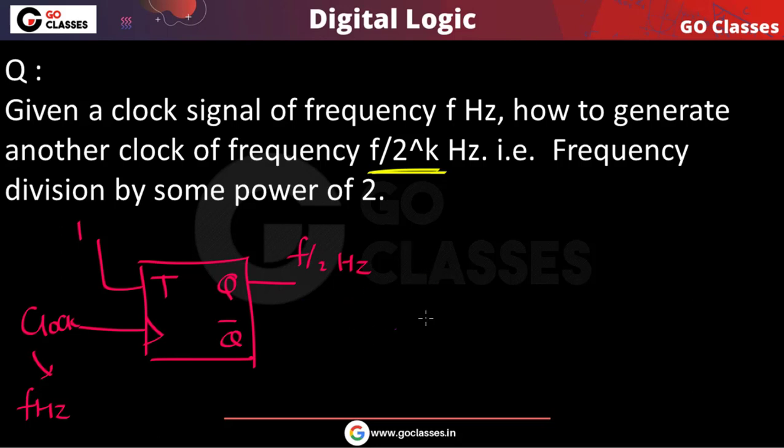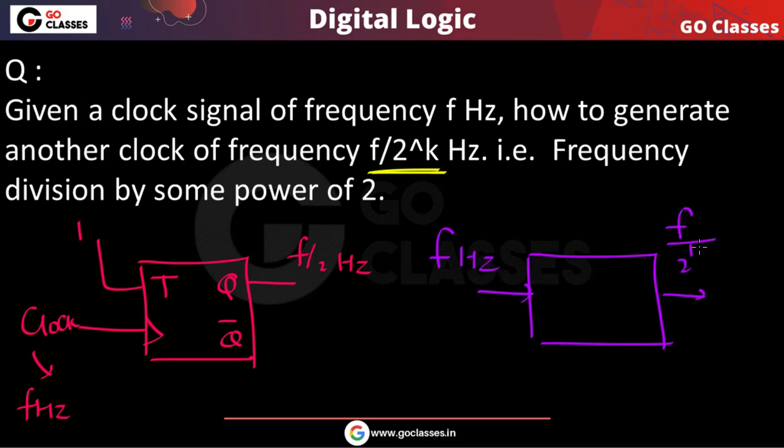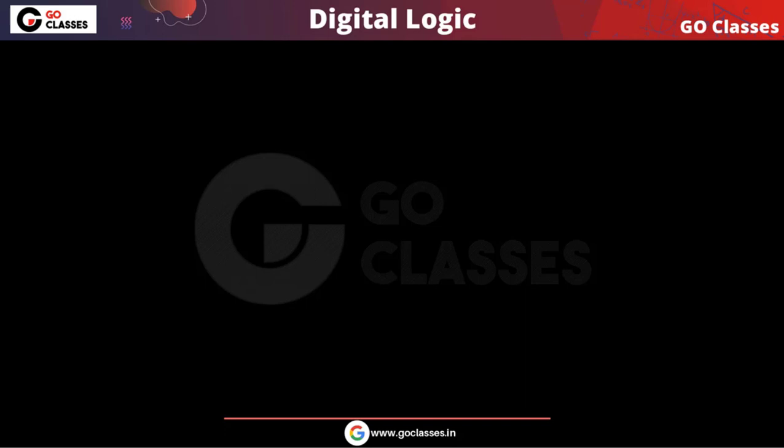Now what we want is a circuit to which you give an f hertz frequency clock, and the output must be f by 2 power k. So basically here we are dividing by 2, and now we want to divide by 2 power k, where k can be some integer. So we want to divide the frequency by some power of 2. So how to do that?